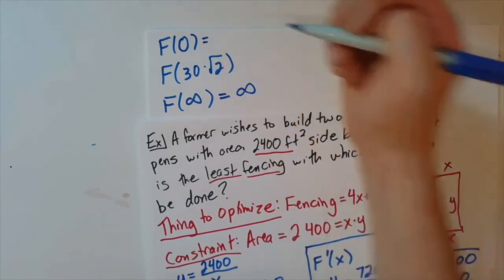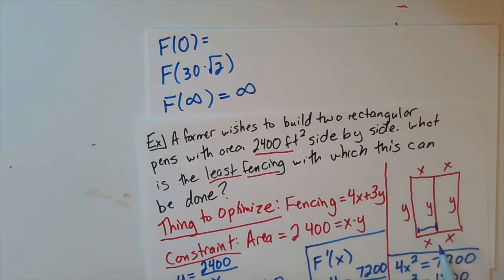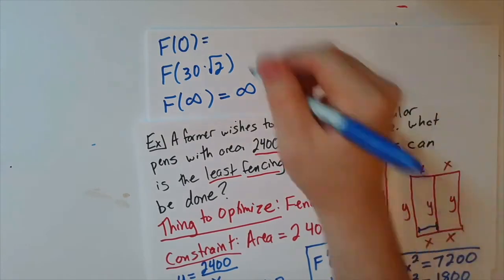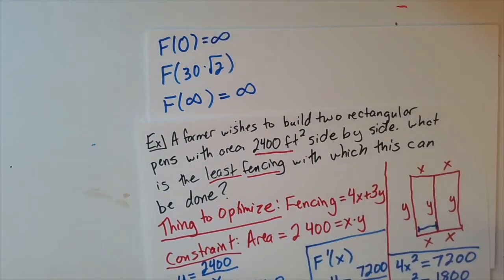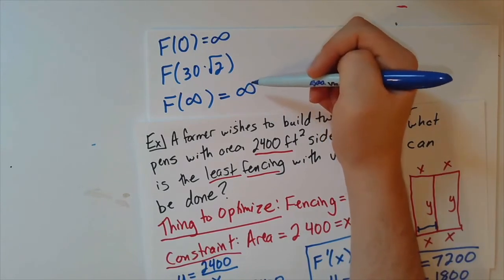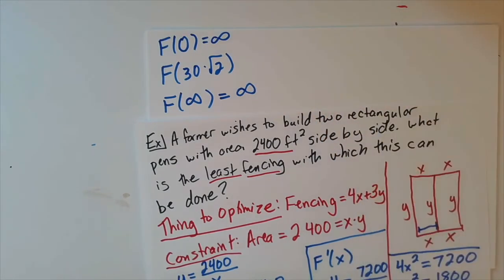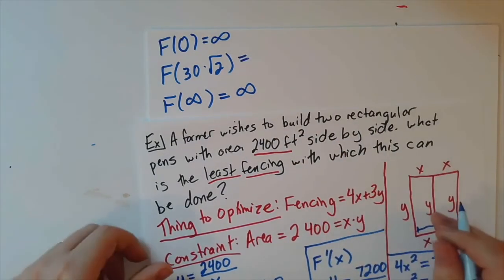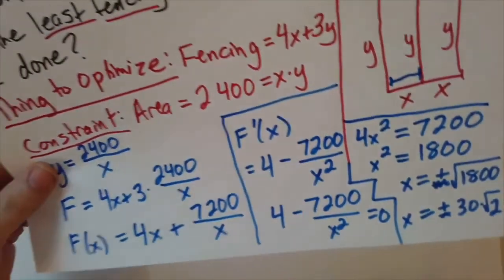Likewise, what's f of 0? Well, that corresponds to choosing these to be infinitely narrow, which means no matter how big y is, I'm still not going to get there, so I'm also going to write infinity there. Basically, the moral of the story here is these two endpoints just don't matter. The only thing that matters is actually the amount of fencing at this 30 times the square root of 2.